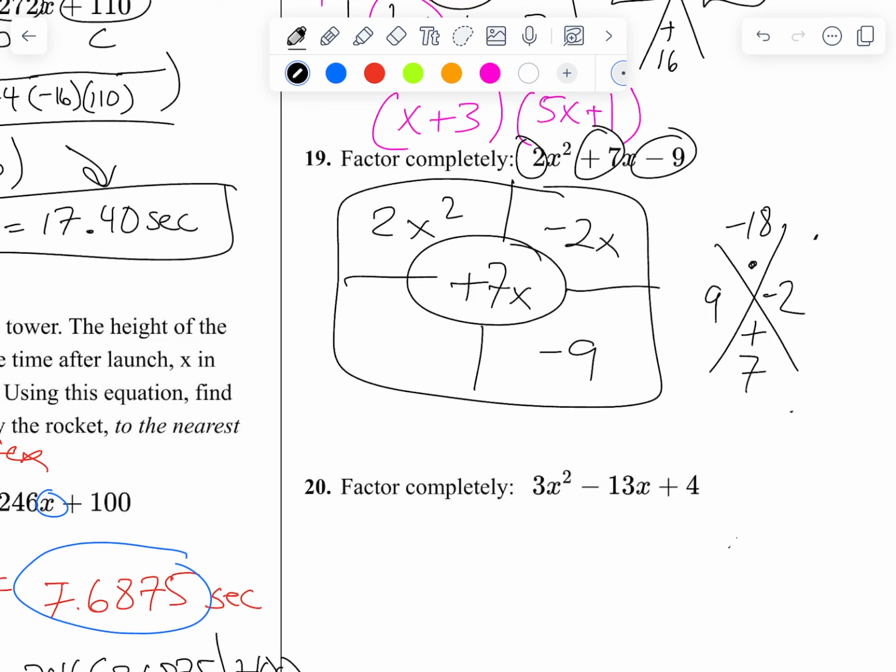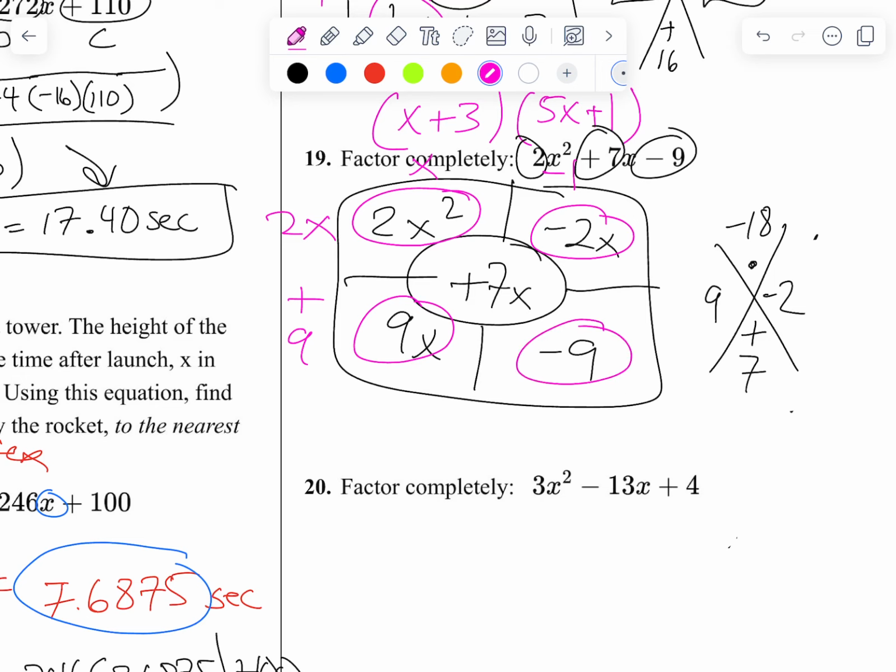So negative 2x here, positive 9x here. And I'm going to put the 2x across from the negative 2x, because 2x times negative 1. And this will be x, because x times 2x gives you 2x squared. And then x times positive 9 would give you 9x. Negative 1 times positive 9 gives you negative 9. So here you go, 2x plus 9, and then x minus 1.